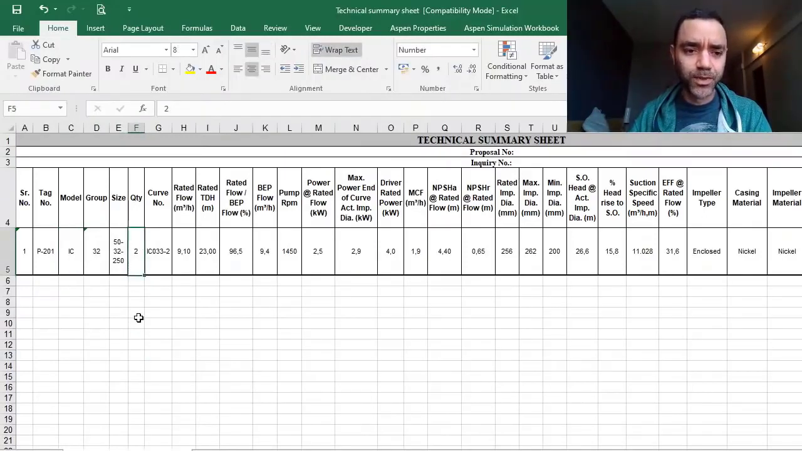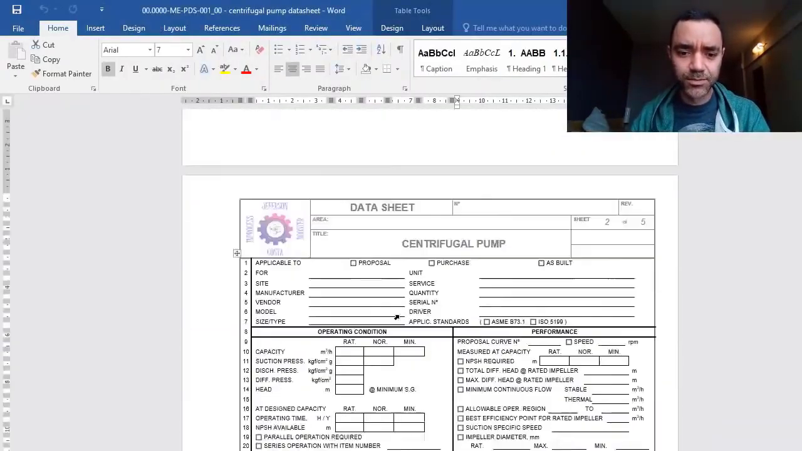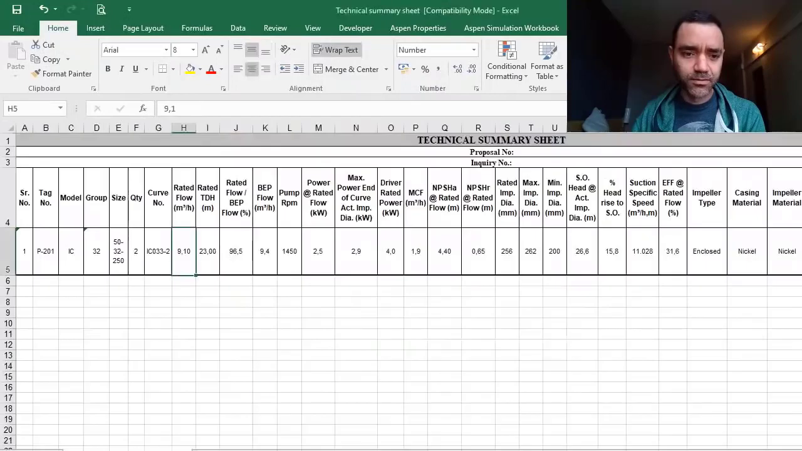In this case, I'm considering two pumps, and there is the curve number. I don't have the curve to share with you, but you can look for that. And here is the important thing you should try to understand. When you do the process datasheet specification, we add information for the rated flow. The rated flow is your operating flow. So here I have the rated flow of 9.10 cubic meters per hour. And I have the rated total dynamic head, that is the head of the pump in the operation conditions.